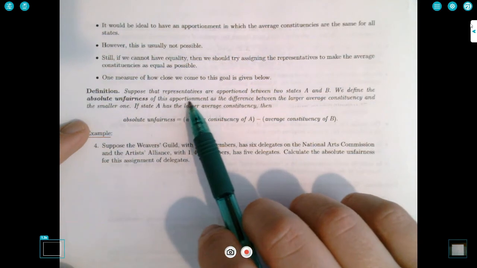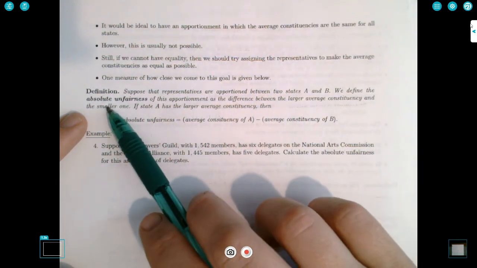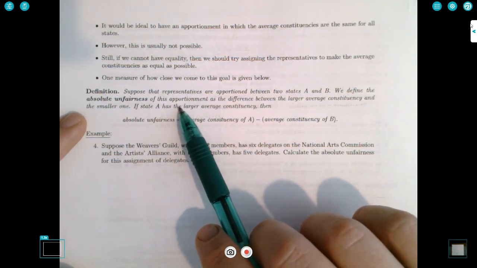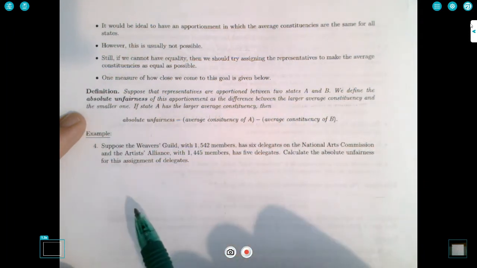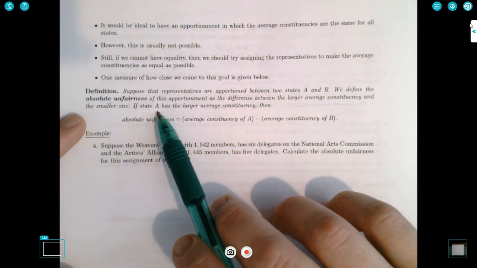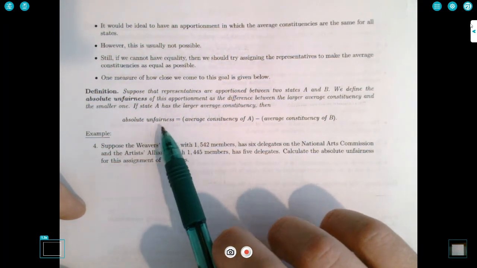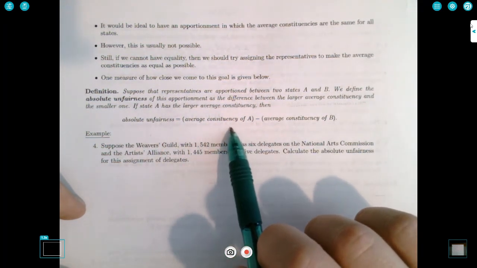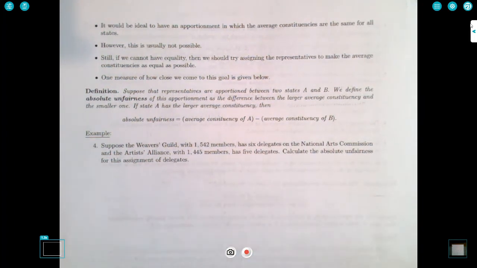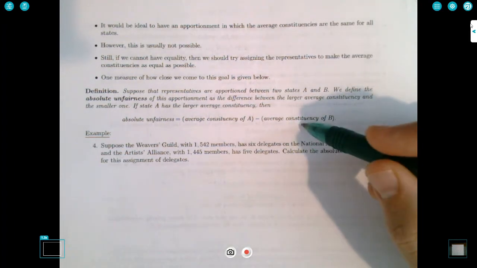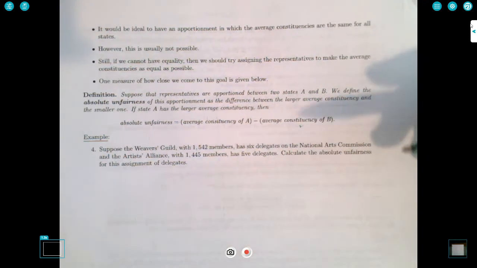So suppose that representatives are apportioned between two states, A and B. We define the absolute unfairness of this apportionment as the difference between the larger average constituency and the smaller one. So in other words, if state A has the larger average constituency, then the absolute unfairness would be the average constituency of A minus the average constituency of B. And notice that we always subtract the smaller one from the larger one so that the absolute unfairness is always a positive number.